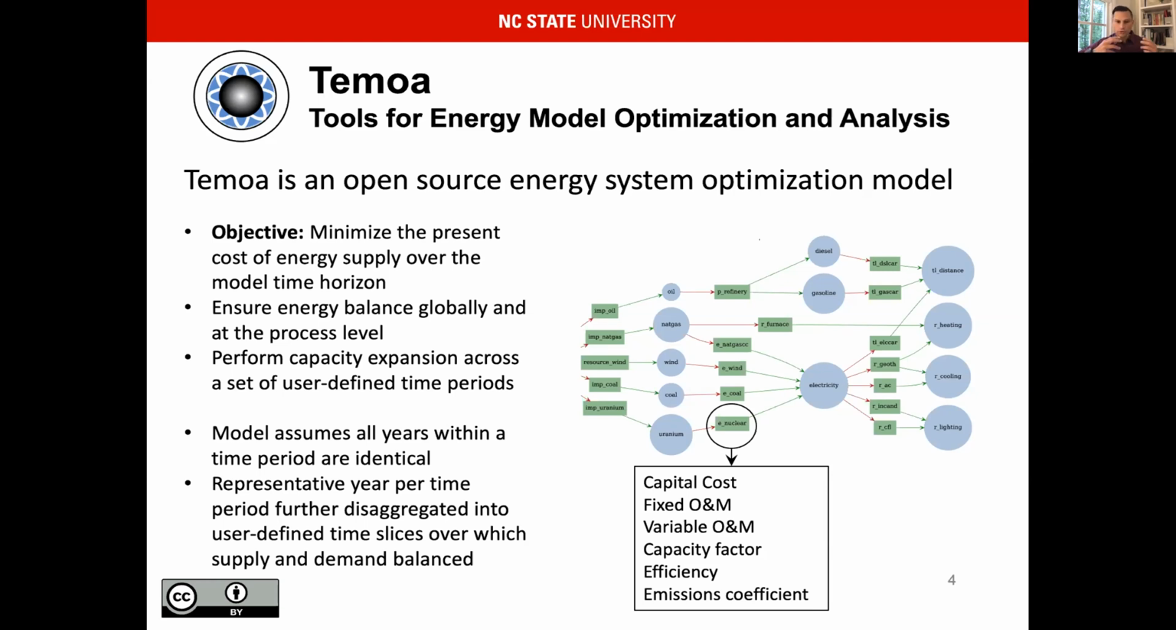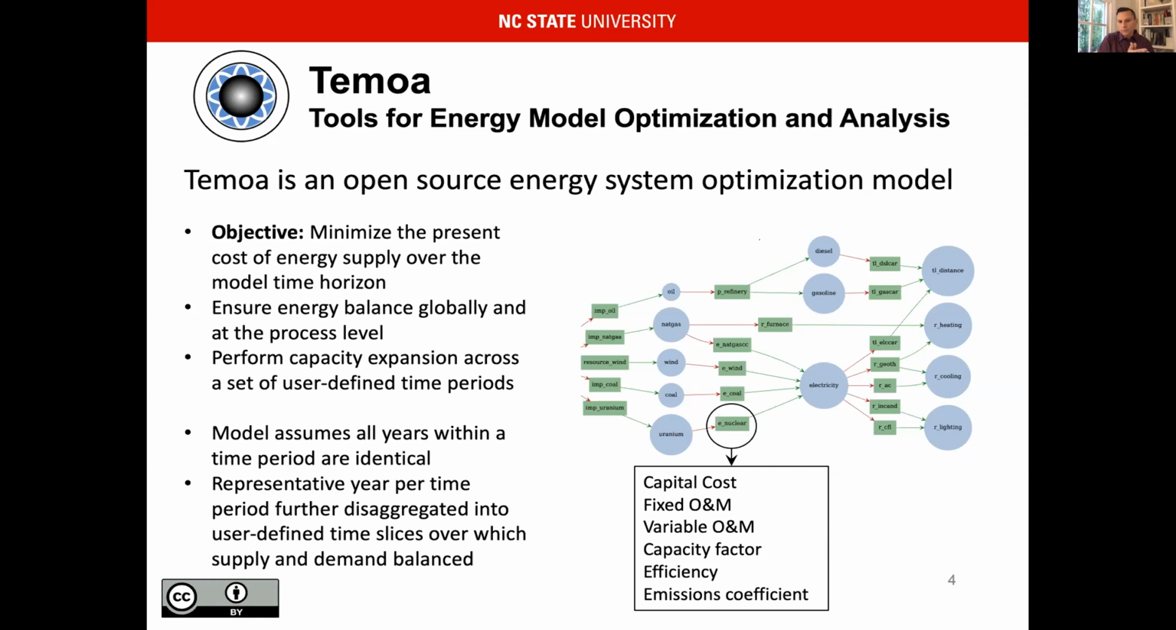And the objective function is to basically minimize the present cost of energy supply over some time horizon. We need to make sure that energy commodity is balanced globally. So I need to produce enough electricity to meet the demand for electricity. We also need to ensure energy balance at the individual process level.